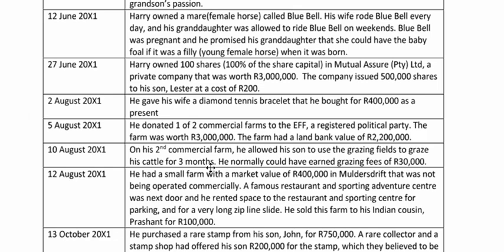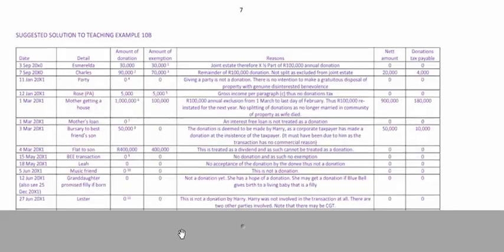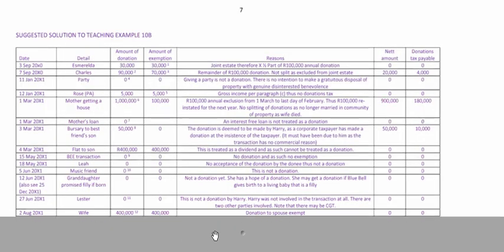Moving on. It says he gave his wife a diamond tennis bracelet that he bought for 400,000 Rand as a present. So this is a donation to your wife. What happens with that? It's exempt. 400,000 in, 400,000 out. Donation to spouse is exempt.